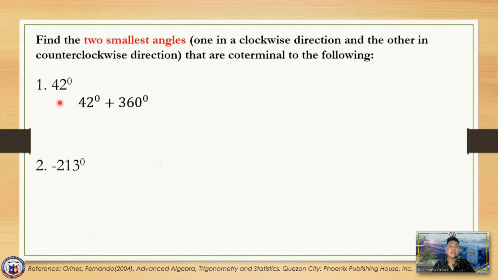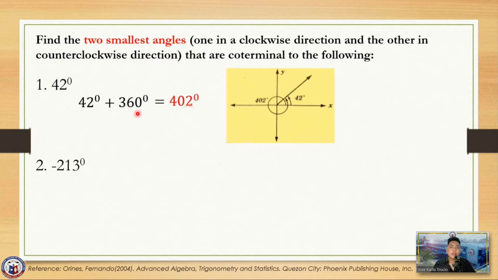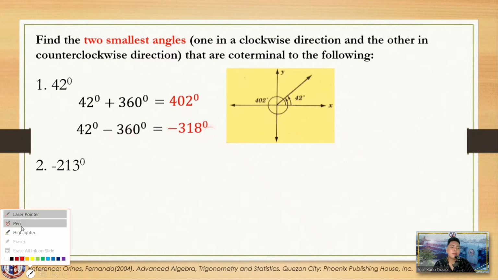So again, addition and subtraction, very simple, no? You have 42 plus 360, that is 402 degrees. Let us illustrate that one. You have 42 degrees positive, so that must be this acute angle here, and the other one 402 degrees, that must be starting the same initial side, 90, 180, 270, 360. 360 plus 42, that is 402 degrees. Makes sense. How about the negative? Let us subtract it by 360 degrees, that is negative 318 degrees.